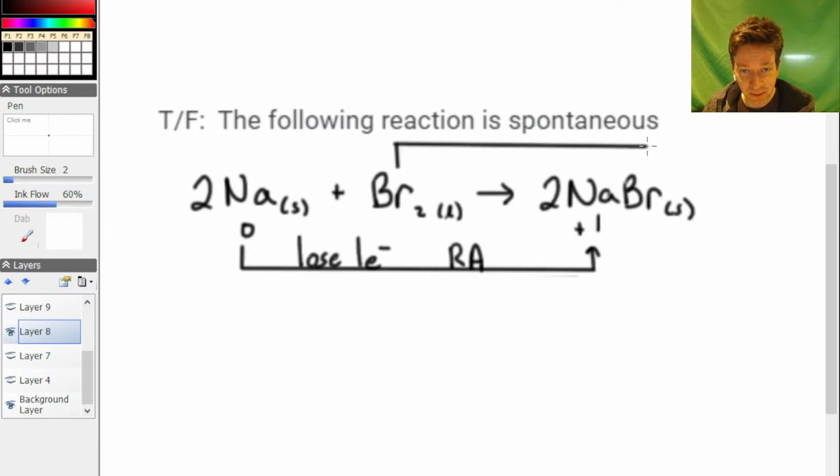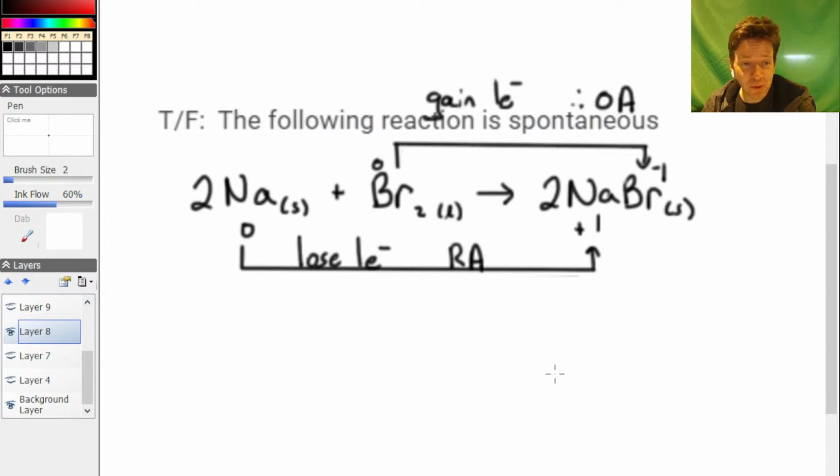But if you want to just double check that, you can. So here we have a charge of 0 to a charge of -1, gaining electrons. So we gain 1 electron. If it's gaining electrons, that means it's reduced. So this is our oxidizing agent.